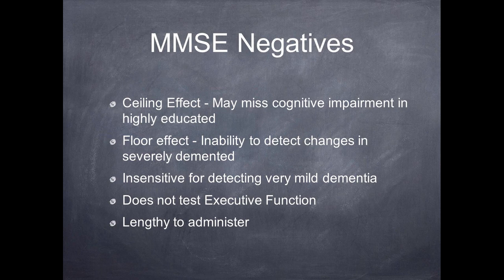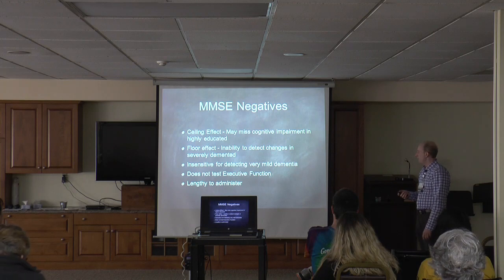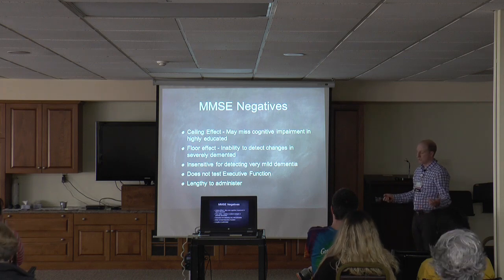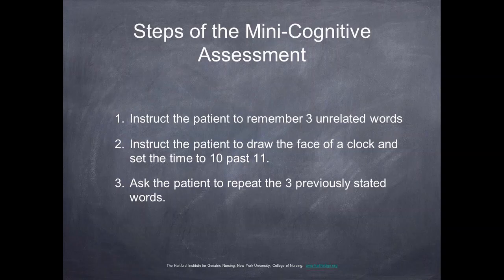The negatives, though, take Iowa City. We have a fair number of professors and people who have attained very high levels of education, so there is a ceiling effect because of high education. There's also a floor effect. Once people get severely impacted enough, they're going to score 15, 15, 15, even though their need for assistance is getting greater. And it's not really good at detecting really mild dementia or mild cognitive impairment. And like I said, it doesn't test for executive function, which I frankly think is one of the most important things to be testing for.